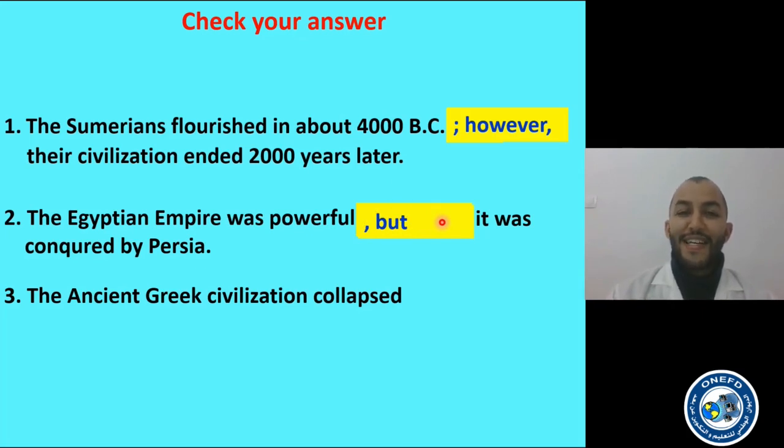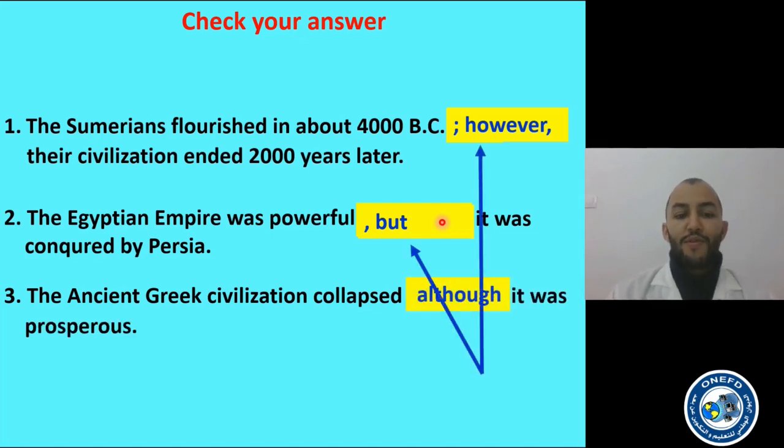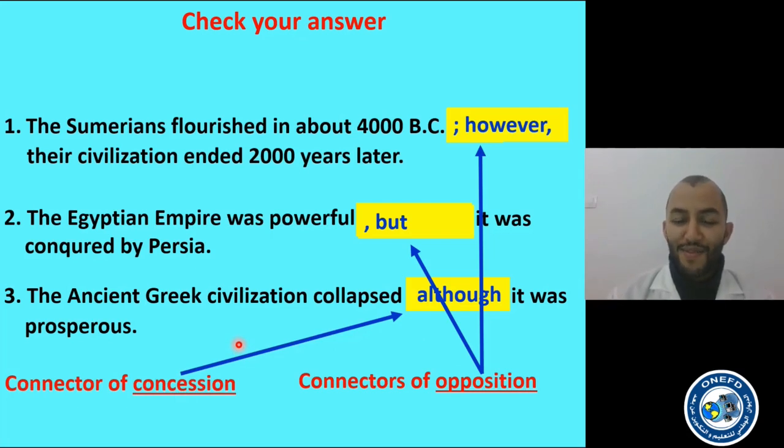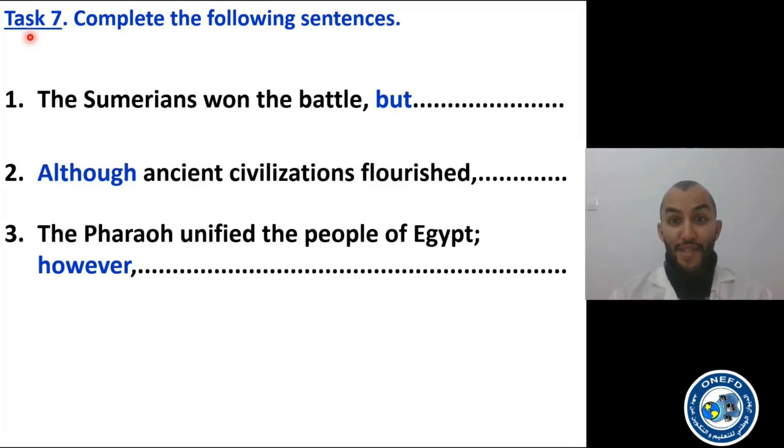All right, the last one. The ancient Greek civilization collapsed, although it was prosperous. Just a reminder, so you can make a difference between opposition and concession. However and but are connectors of opposition, but although is a connector of concession. Is that okay? Just for you to make a difference between them. All right, good job.